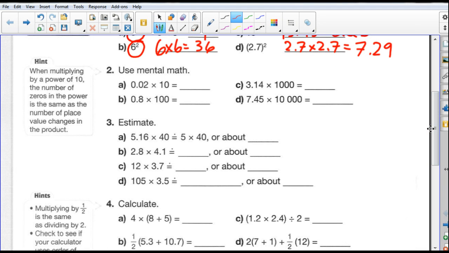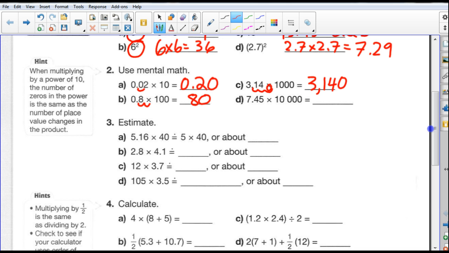Let's use mental math for these next four. So 0.02 times 10, well, we're multiplying by base 10: 10, 100, 1,000. All we have to do, just like we did a couple chapters ago in the metric system, is just move the decimal point. So we're multiplying by 10, we're making the number bigger, so that means we're moving the decimal point to the right one space. So 0.02 times 10 is just equal to 0.20. 0.8 times 100, we move the decimal point 2 times to the right to make it bigger. 1, 2, so 0.8 times 100 is just 80. 3.14 times 1,000, we're moving the decimal point 3 times to the right. 1, 2, 3, we add a little 0 there, so we get 3,140.